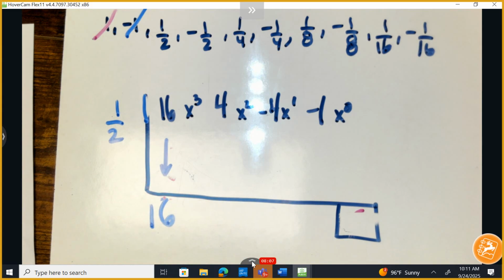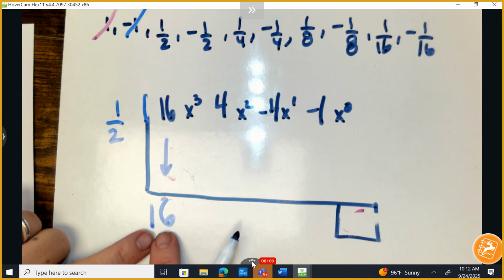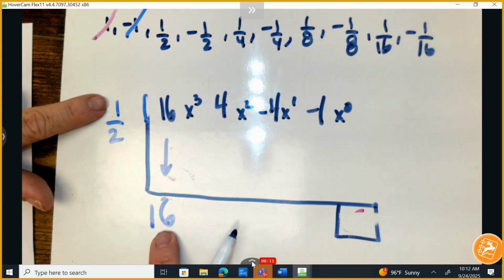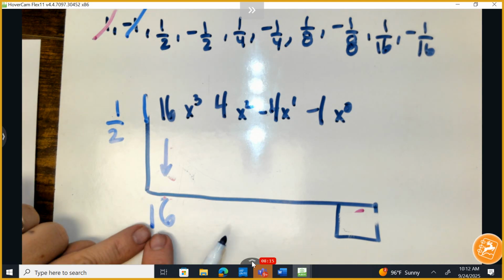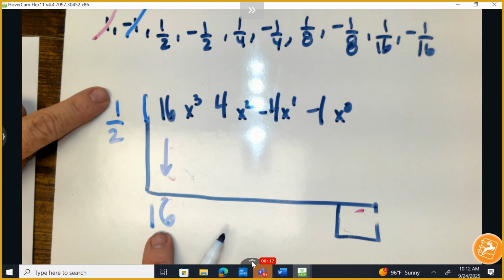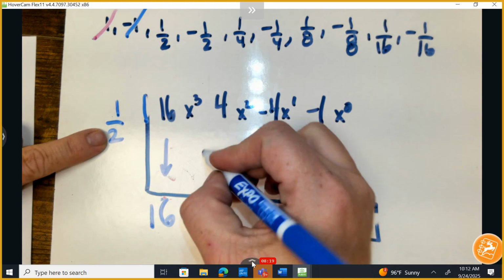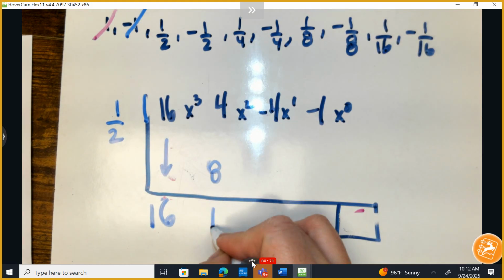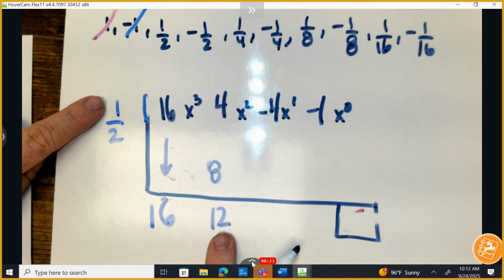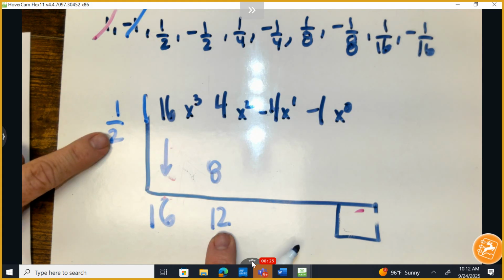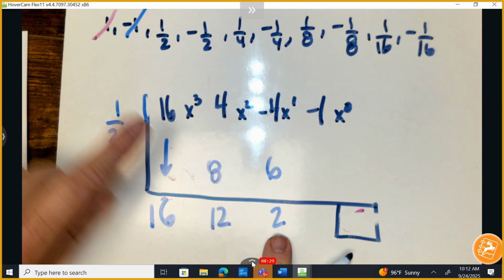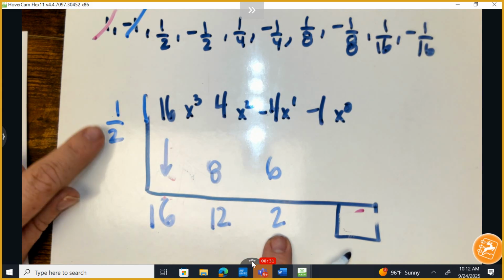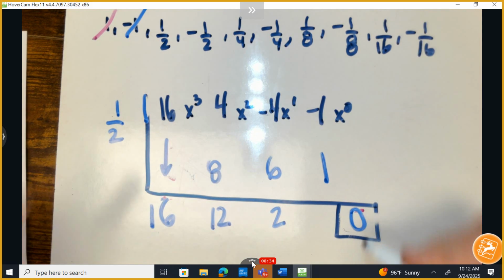Okay, when I'm ready to start here, I'm going to take this and multiply it by the numerator and then divide by the denominator. Please watch. 16 times 1 is 16. 16 divided by 2 is 8. Add down. 12 times 1 is 12. 12 divided by 2 is 6. Add down. 2 times 1 is 2. 2 divided by 2 is 1. And when we add down, we get 0.